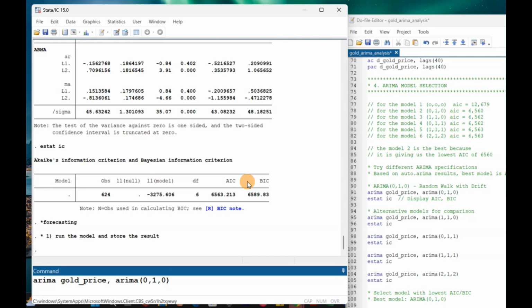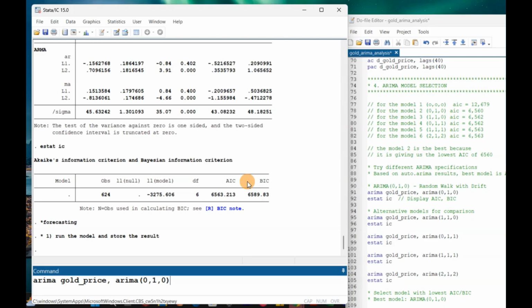So you forecast today's price using yesterday's price, which is autoregressive, AR, or we can use the shocks of yesterday, which is moving average, MA. So you already have the AR, and you also have the MA.